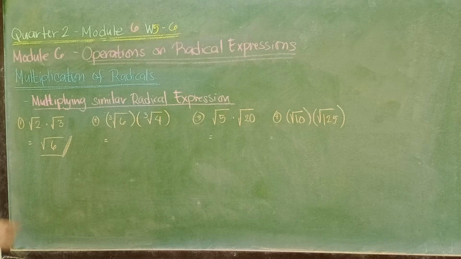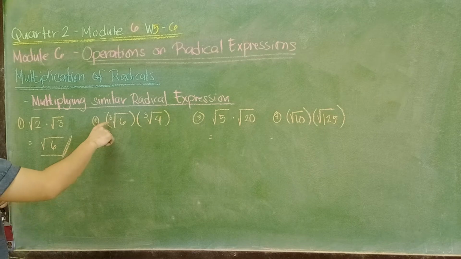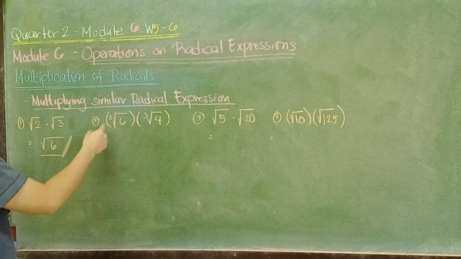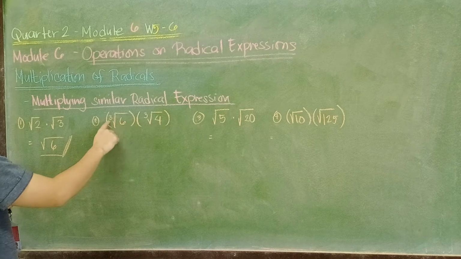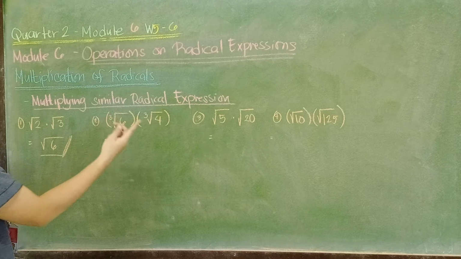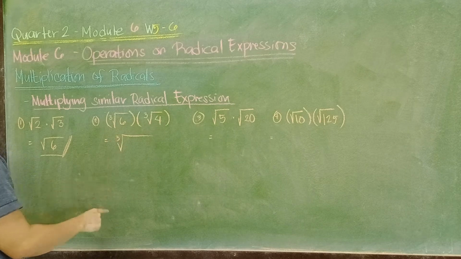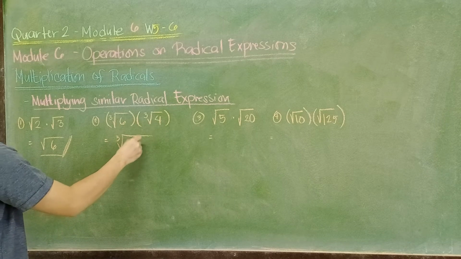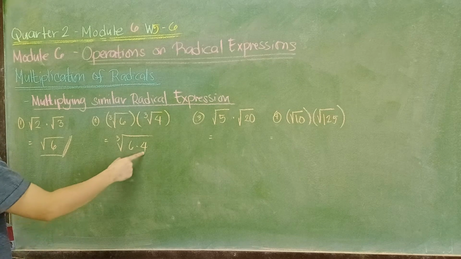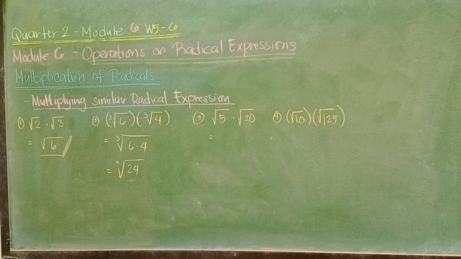Next, for number 2, we have cube root of 6 times cube root of 4. So again, parehas yung indices nila. I-multiply natin yung numerical coefficient nila dito sa labas. So pag hindi naka-indicate, ibig sabihin this is 1 and this is 1. So 1 times 1 is just 1. Copy yung mga radical sign and yung index, and then multiply natin yung 6 and 4. 6 times 4 is 24.